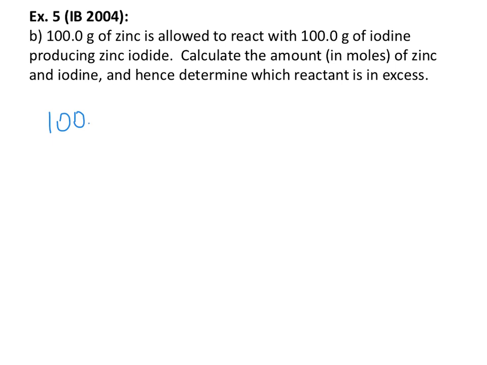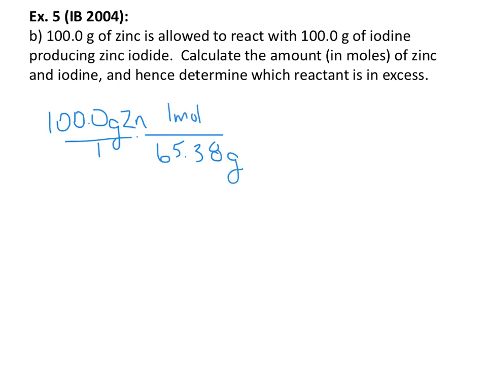So I'm going to start with my 100 grams of zinc. And we're going to convert that to moles. So the molar mass of zinc is 65.38 to 1 mole of the zinc. So I know moles of zinc will go on the bottom. And I am trying to convert to the zinc iodide to see how much product is formed.